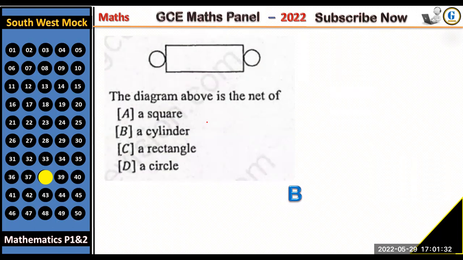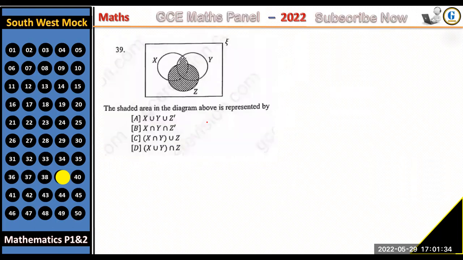Now, question 39. The shaded area in the diagram above is represented by... First of all, this is x intersection y, as you can see, and then union z. x intersection y union z. You can see the intersection of x and y is there, right? Then you now add z to it. All of z is included. So it's x intersection y union z.